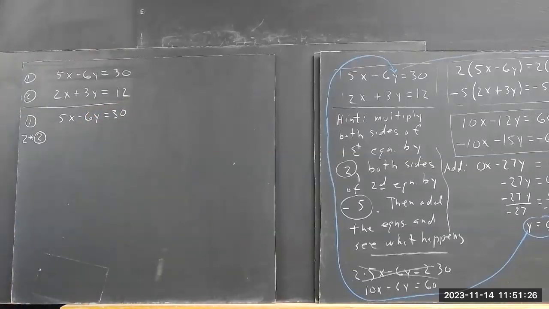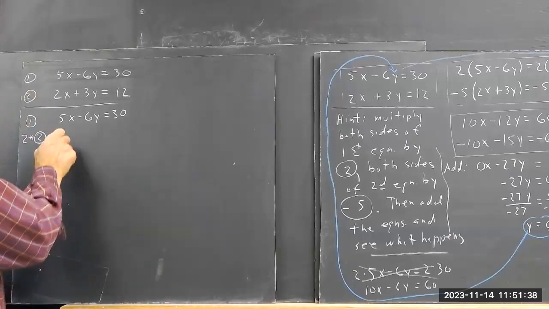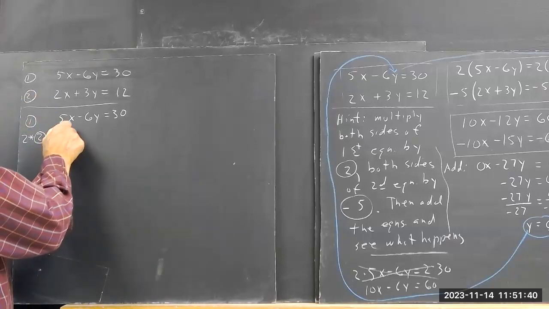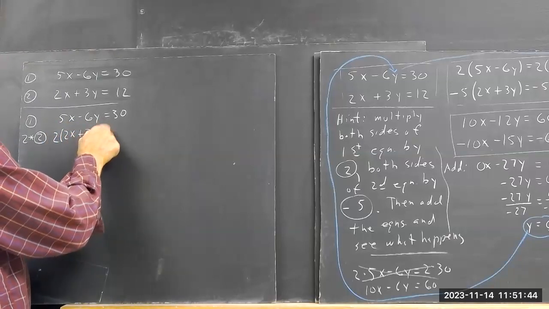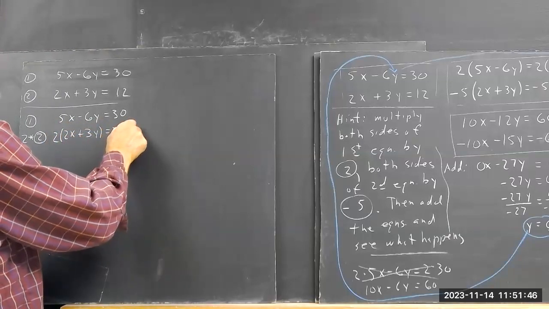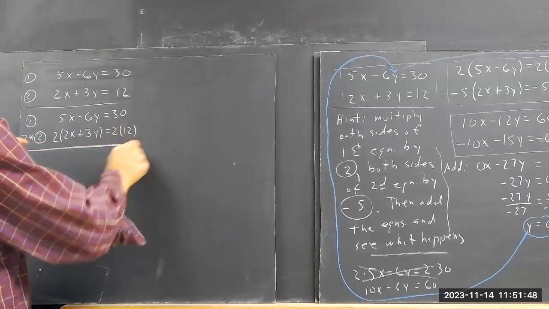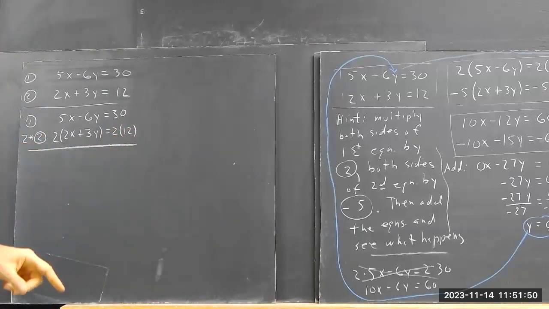Okay, and then we write out 2 multiplied by the entire second equation, which means 2 multiplied by both sides of the second equation. The second equation is this one, so we're going to write down 2 multiplied by 2x plus 3y equals 2 times 12. And that's all we do in this step.